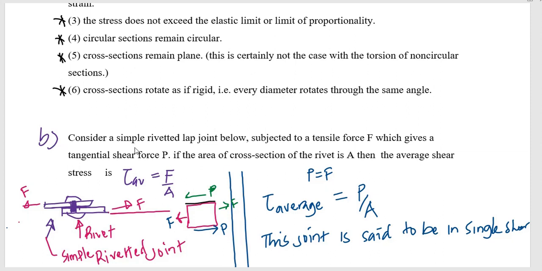So now part B says we differentiate between double shear and single shear. Let us consider a simple riveted lap joint below subjected to tensile force F, which gives rise to a tangential shear force. If the area of cross-section of the rivet is A, then the average shear stress is tau average equal to force out of area A. Remember, this force F gives rise to a tangential shear force P. Therefore, tau average is going to be P out of area because P is equal to F.